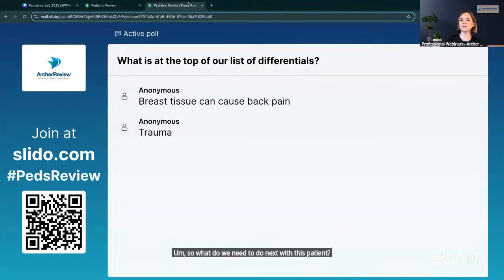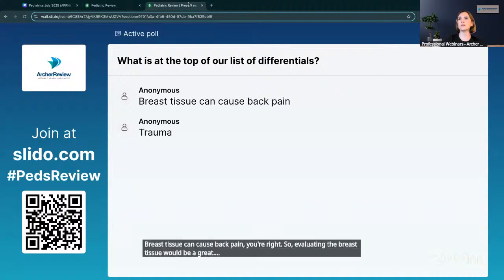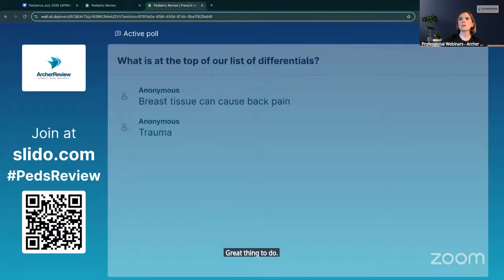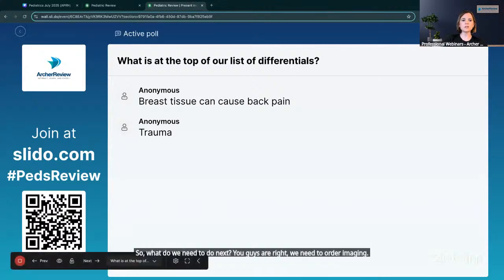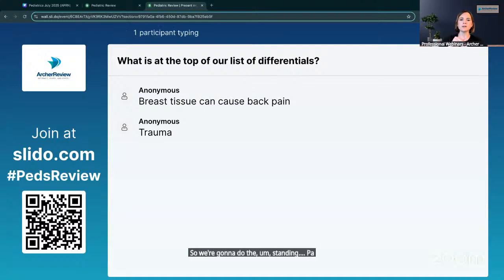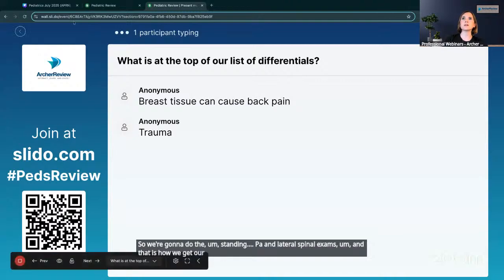Breast tissue can cause back pain. You're right. So evaluating the breast tissue would be a great thing to do. And you know what? I don't think we have our next poll. So what do we need to do next? You guys are right. We need to order imaging. So we're going to do the standing PA and lateral spinal exams. And that is how we get our confirmation.